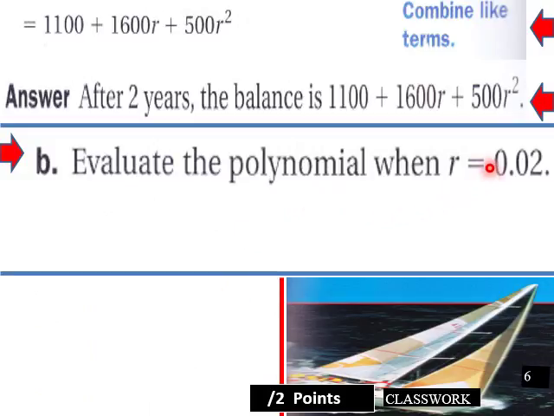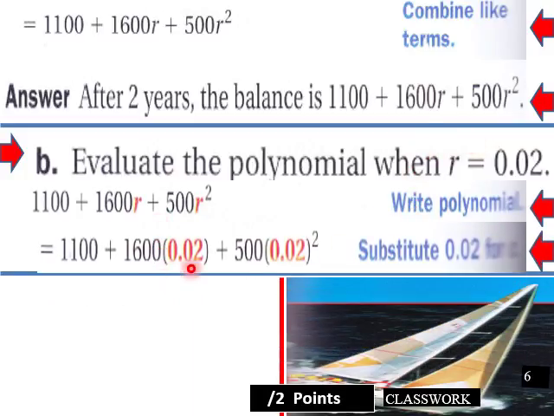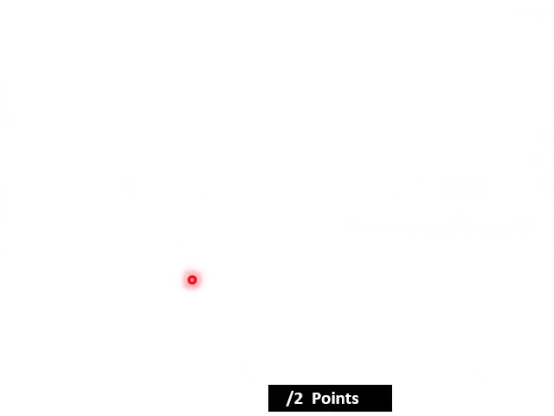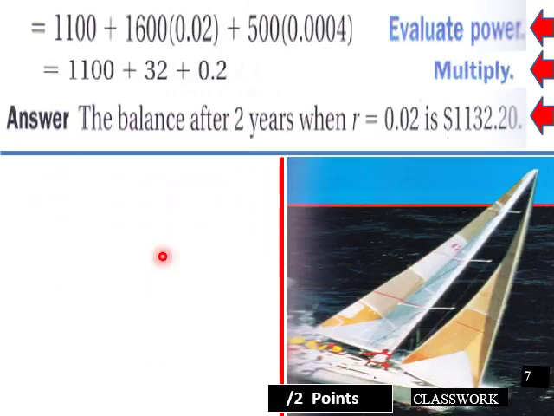Evaluate the polynomial when r equals 0.02 or 2%. So when we do that, we plug in our 0.02 for that, and then once we calculate, we would have our balance. So we have 1100 plus 32 plus 0.2 in this case, and that would be after 2 years, when our rate is 2%, it would be $1,132.20 in this case.